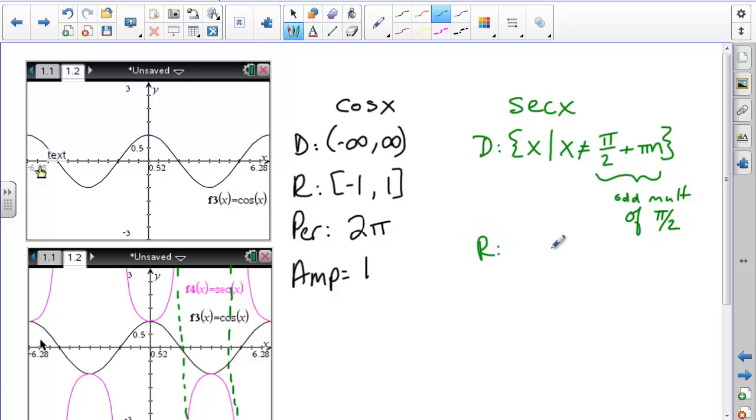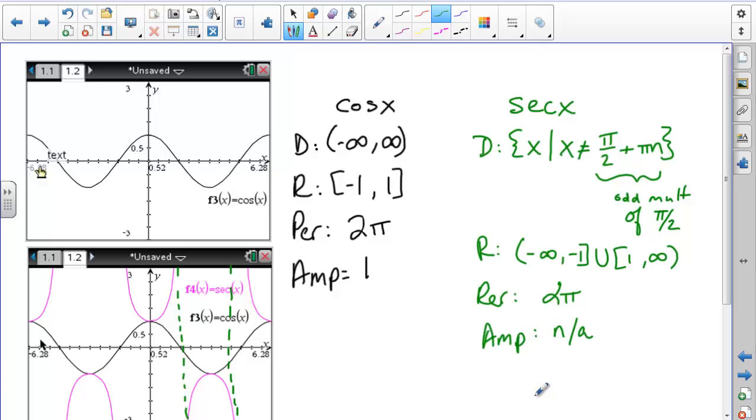The range goes from negative infinity to negative 1, including negative 1, union 1 to infinity. Period is also 2 pi, and the amplitude is, again, not necessary to talk about, although we can do stretches, shrinks, shifts, all that good stuff that we would do with any of the other functions. So I hope that helped, and good luck.